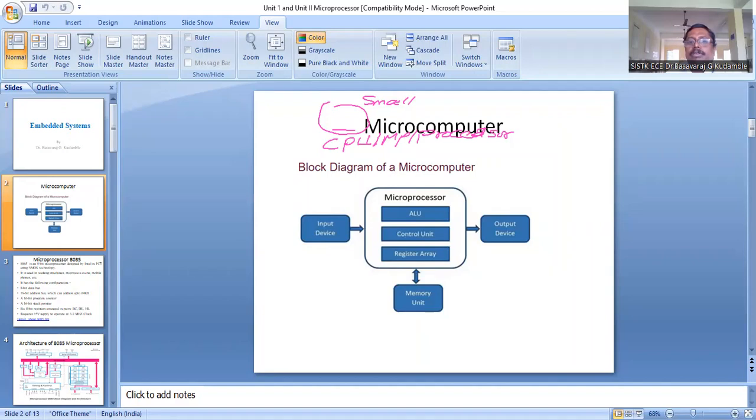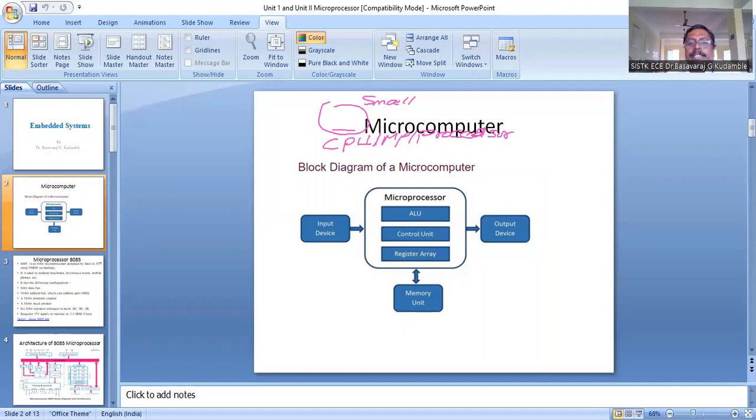Then we have the control unit. The control unit distinguishes the operations. Suppose you want to read data from memory, the read signal will be sent by the control unit. At a time, one device will be enabled. That is taken care of by the control unit.